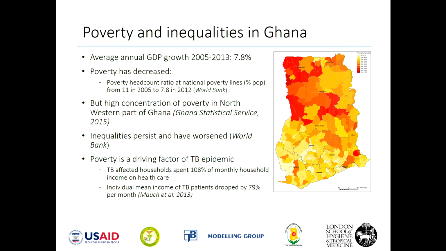And poverty is acknowledged to be a driver of the TB epidemic in Ghana. There was a previous study conducted by Mack et al. and published in the IJTLD in 2013, which used the predecessor of the current generic WHO tool, a tool to estimate patient costs developed by KNCV and USAID and other partners. This study found that TB-affected households spent over 100% of their monthly household income on healthcare, and that the individual mean income of TB patients dropped by 79% after being in care.